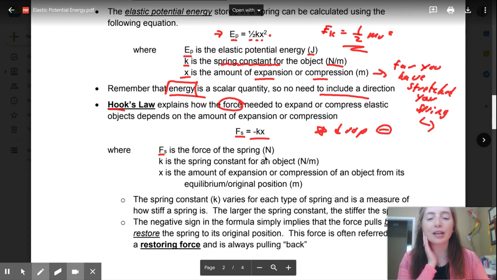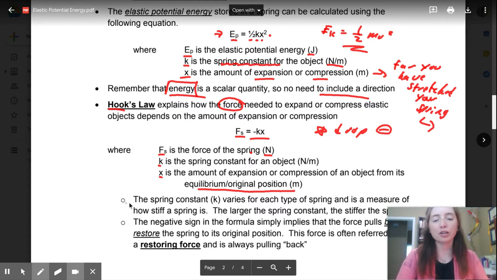So the force that is necessary to move the spring, or the force that the spring is going to exert, is your Fs, and that's in newtons. K is our spring constant. We talked about that, kind of a measure of how stretchy or how stiff that spring or elastic band is. And X is the amount of expansion or compression, so how much you've moved that spring or elastic band or bow or pole vaulting pole or what have you from its original position.